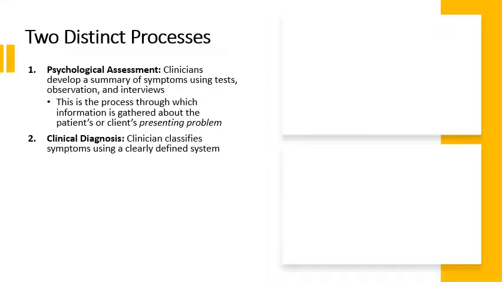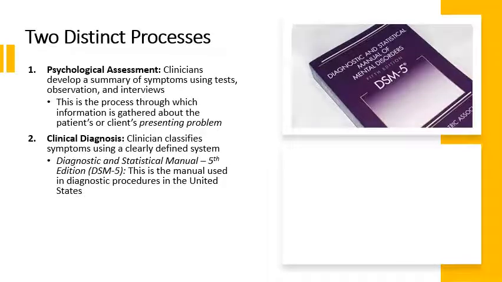The clinical diagnosis then is actually classifying this disorder. So first we're finding out what's going on, that's the assessment, and then we're making a diagnosis, and this involves using a clearly defined system. So the most common system in the United States is this Diagnostic and Statistical Manual, the 5th edition that we're on now, which is quite different from the 4th edition, so you can't really substitute those in anymore.